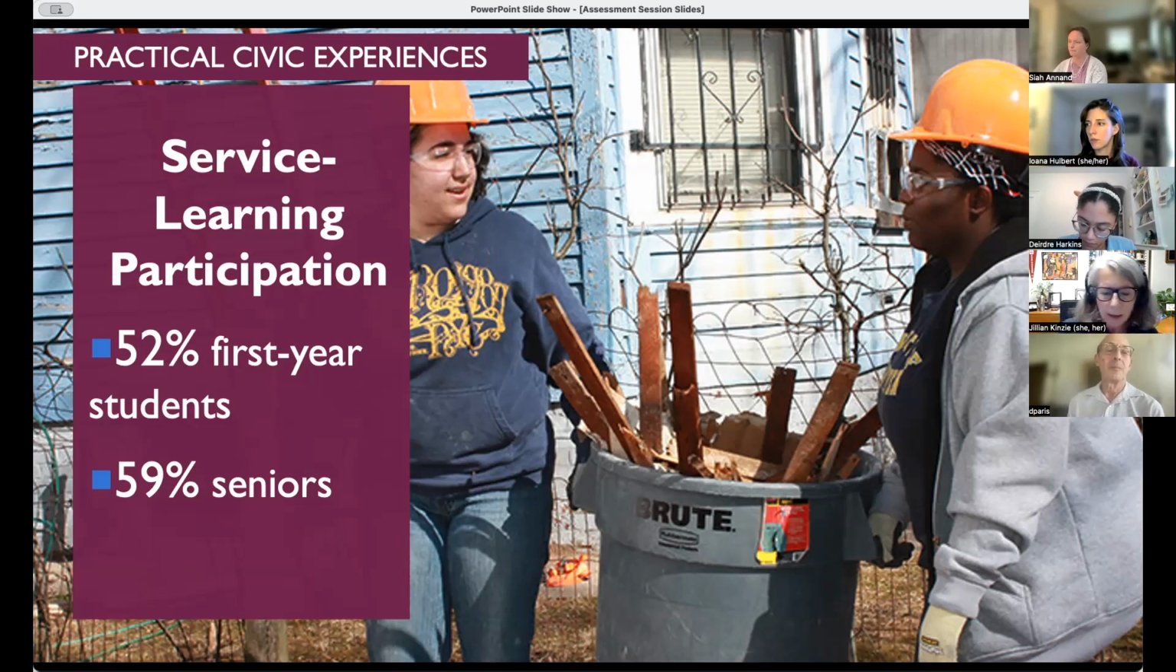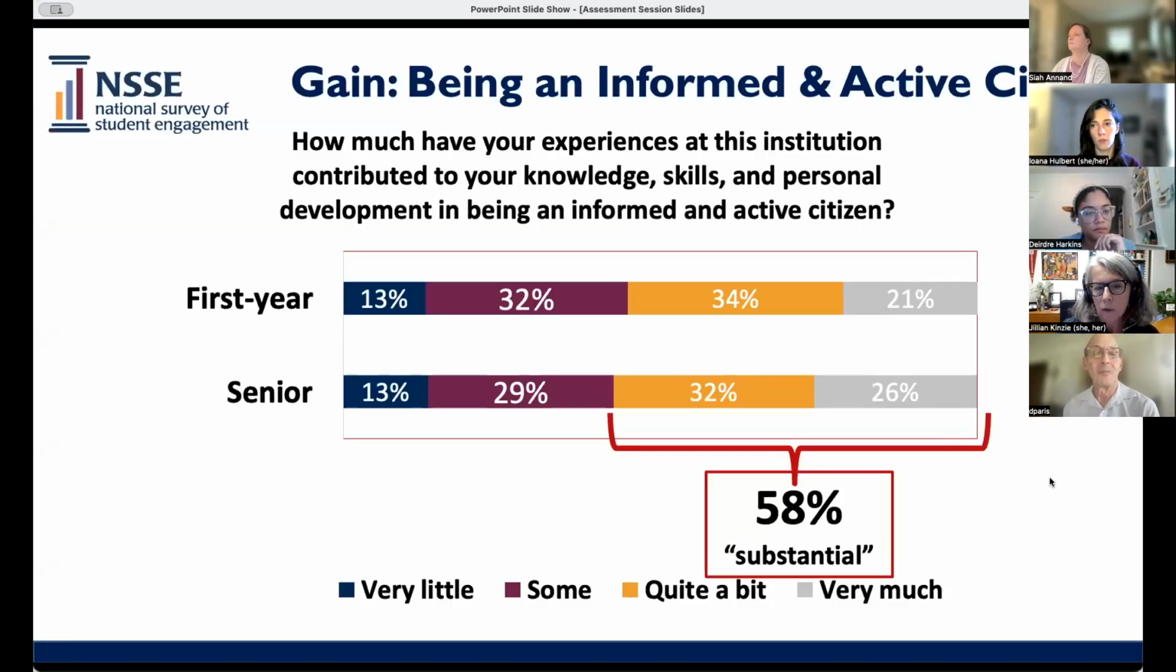And then the last dimension that I want to indicate, which I think is a really nice overarching one to keep track of, is the extent to which students indicate that one of their gains, and that the institution has contributed to this, is being an informed and active citizen. It goes back to some of the things that Deirdre and others were talking about in terms of these larger civic principles, that being an informed and active citizen is something that we have as a democratic goal or an idea that higher education contributes to. And in this case, about 58% of seniors indicate substantial gains around those dimensions.